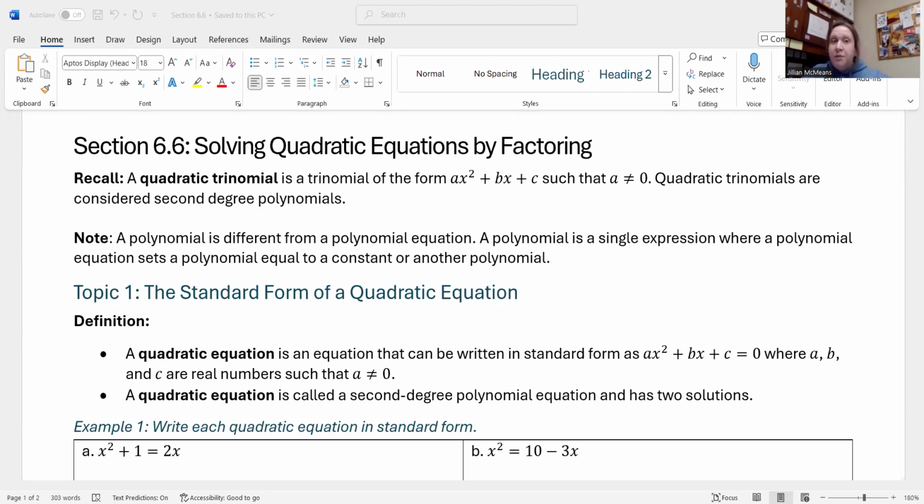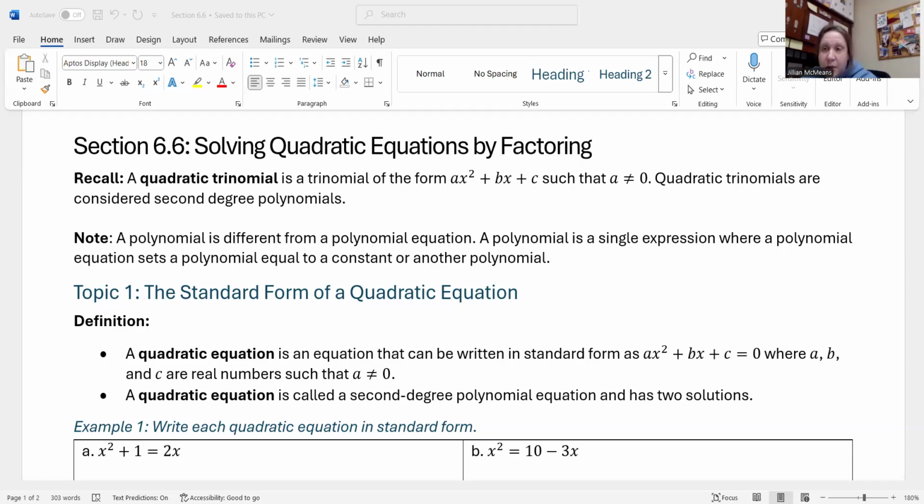Okay? So just a quick reminder, a quadratic trinomial is a trinomial of the form ax squared plus bx plus c, such that a is not 0. What makes a quadratic quadratic is the fact that you have that exponent of 2 on your variable. So quadratic trinomials are considered second-degree polynomials because they have that exponent of 2, and it's the highest exponent on a variable.